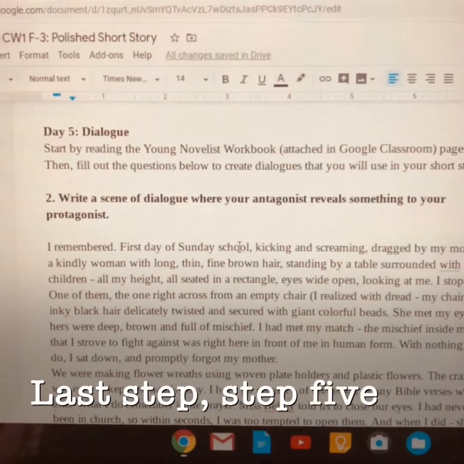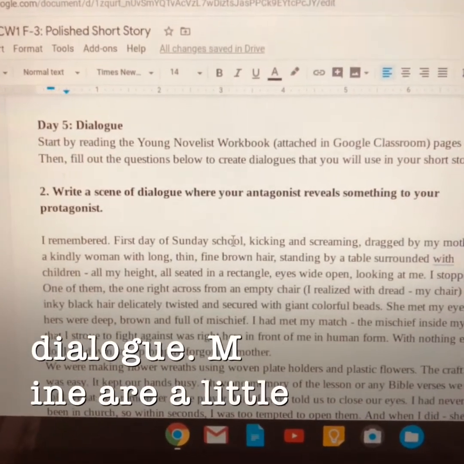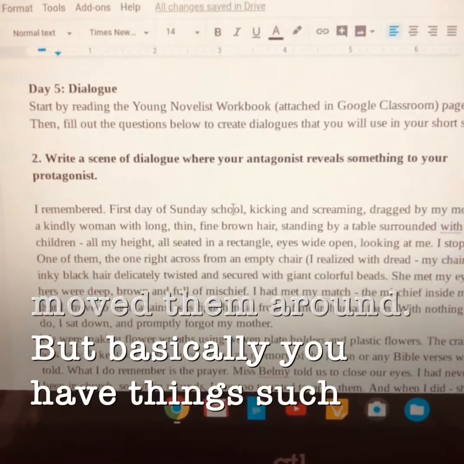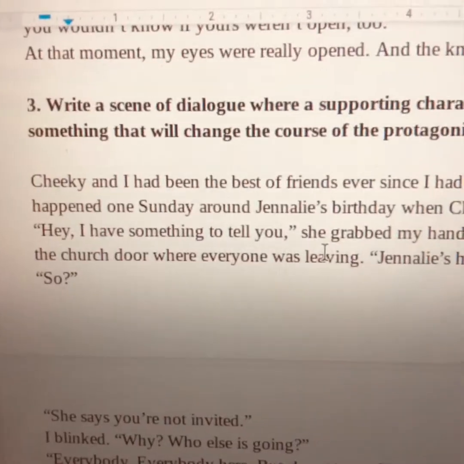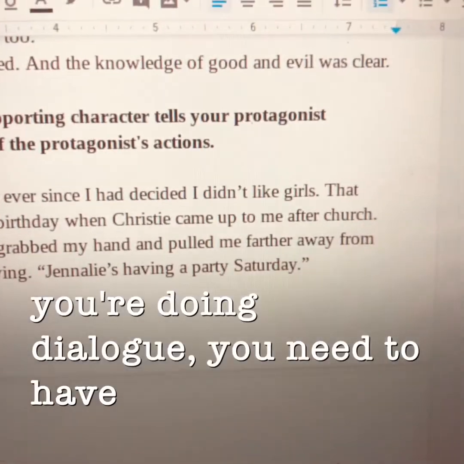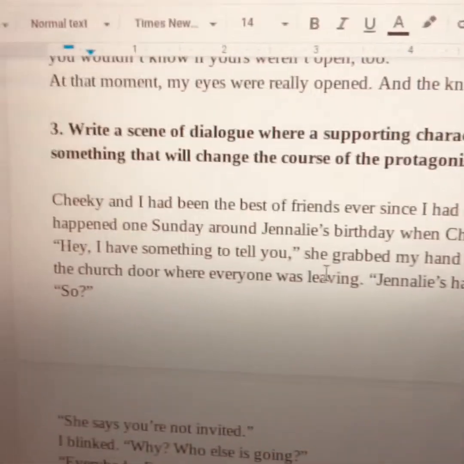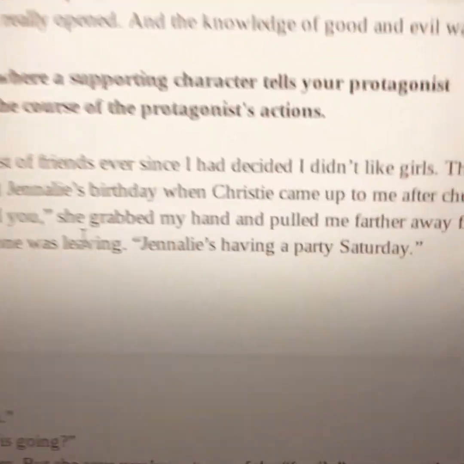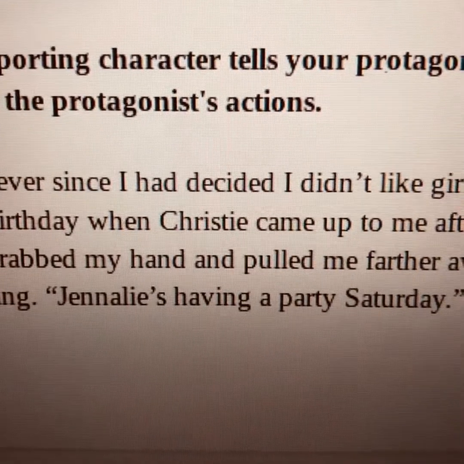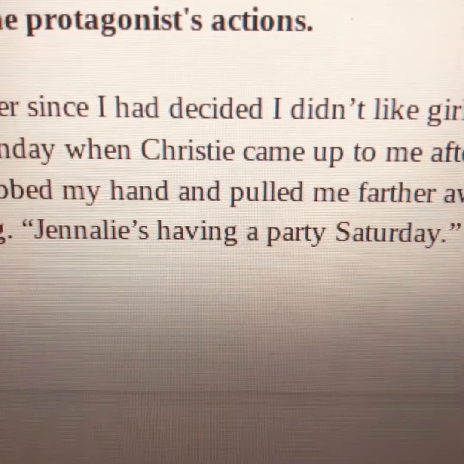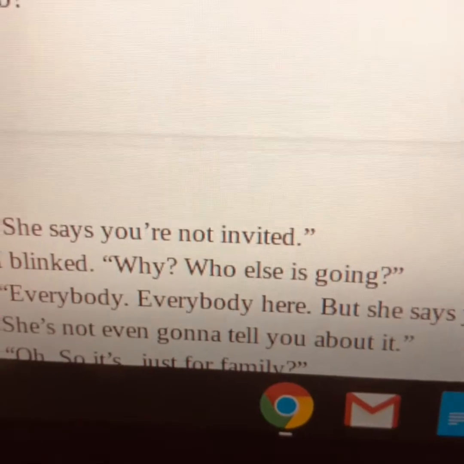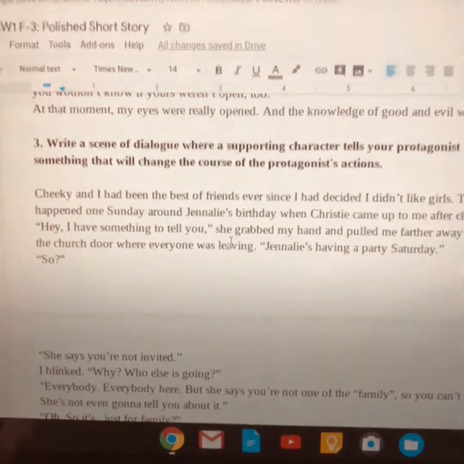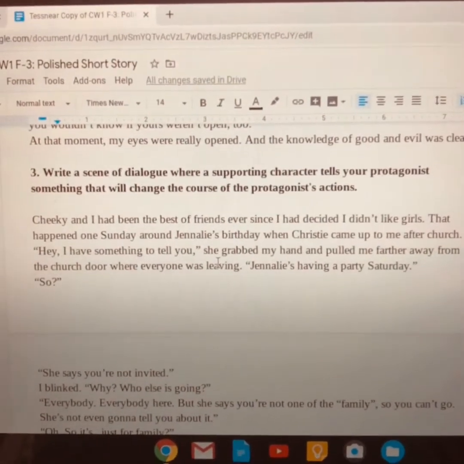Last step, step 5, is dialogue. Mine are a little out of order, but that's because I moved them around. But basically you have things such as this. Write a scene of dialogue where a supporting character tells your protagonist something that will change the course of the protagonist's actions. For example, I have a character named Christy who comes up and tells her Jenna Lee is having a party and you're not invited. This changes what Amelie does about her not being invited.